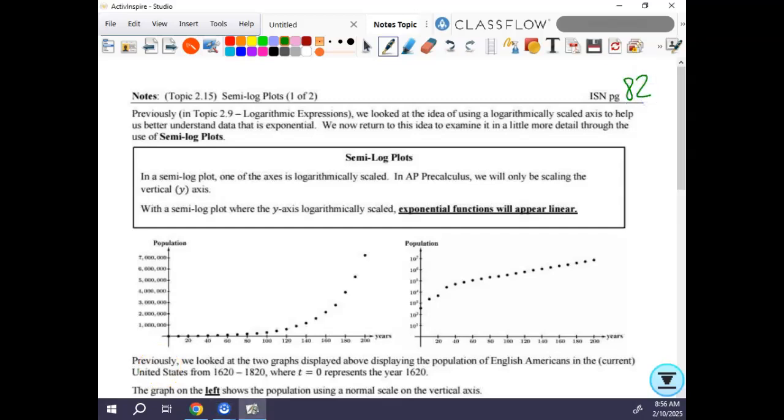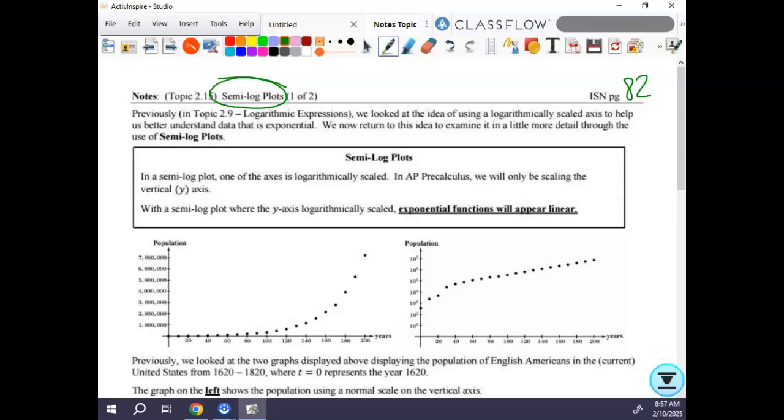We are looking at semi-log plots again because in 2.9 we looked at them quickly. And I think actually, and this is my fault, I never went back and said anything. There was a question on the assignment from 2.9 that expected you to have some information from this lesson that we hadn't done yet. But that's okay, we're going to have it now.